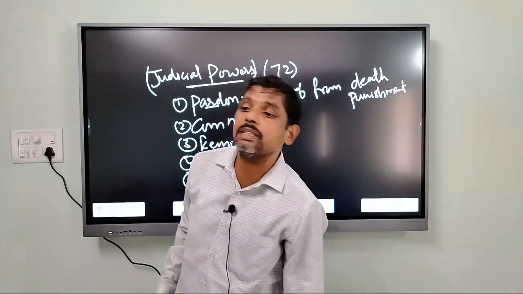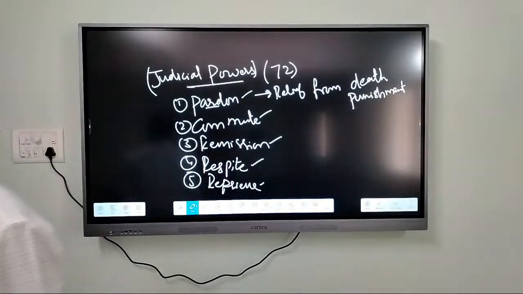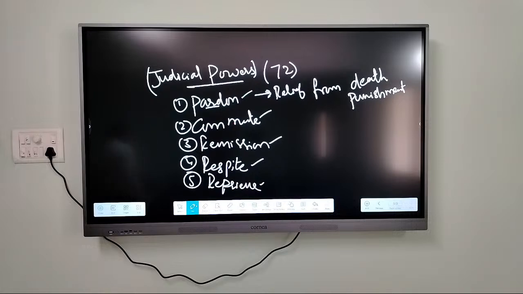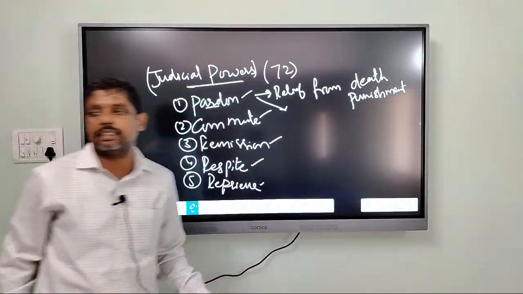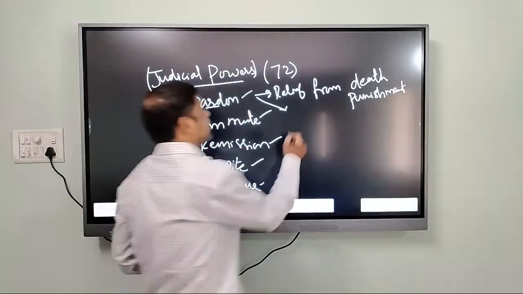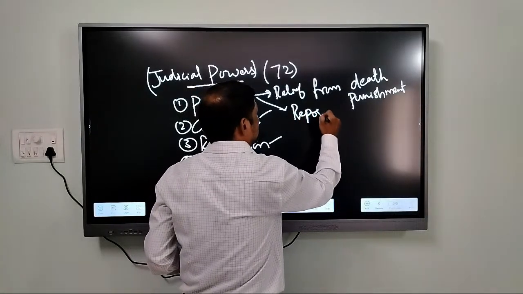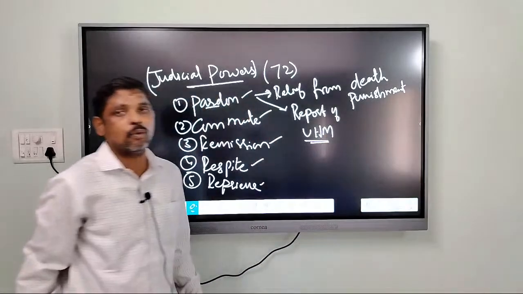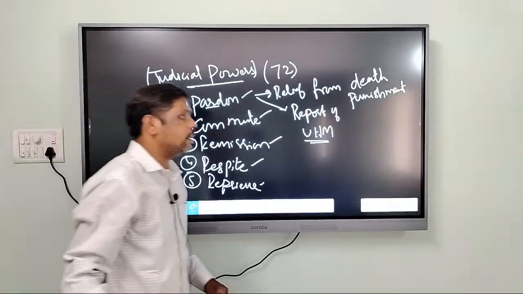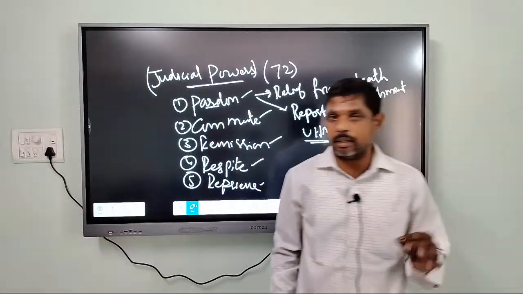And remember, all such judicial powers are exercised by President of India, particularly the pardoning power on death punishment. It is exercised by President on the report of Union Home Ministry. That means the report of Union Home Ministry is binding on President of India. ఇది చాలా ఇంపార్టెంట్, గుర్తుపెట్టుకోండి.